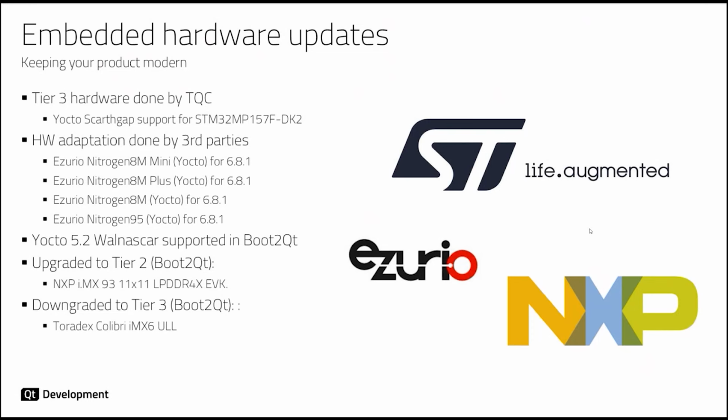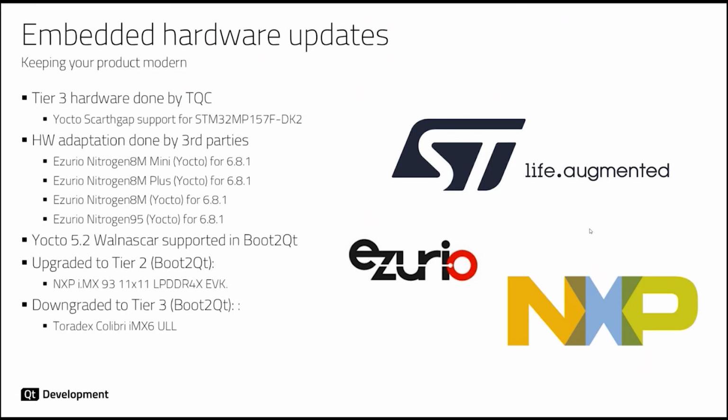So we have a new tier 3 hardware, which was actually done by TQC. This is going to be the Yocto Scarthgap support for the STM32MP157F. So some new tier 3 support there, which should be great for those using that hardware. Then we have some new hardware adaptations, which were done by third parties. Mainly these are going to be the Azurio Nitrogen 8M and a few different models of that. And then we have new Yocto 5.2 Walnascar support for Boot to Qt. We have the upgraded Tier 2 support within Boot to Qt for the NXP i.MX93. And then we've also actually downgraded to Tier 3 in Boot to Qt the Toradex Colibri i.MX6.